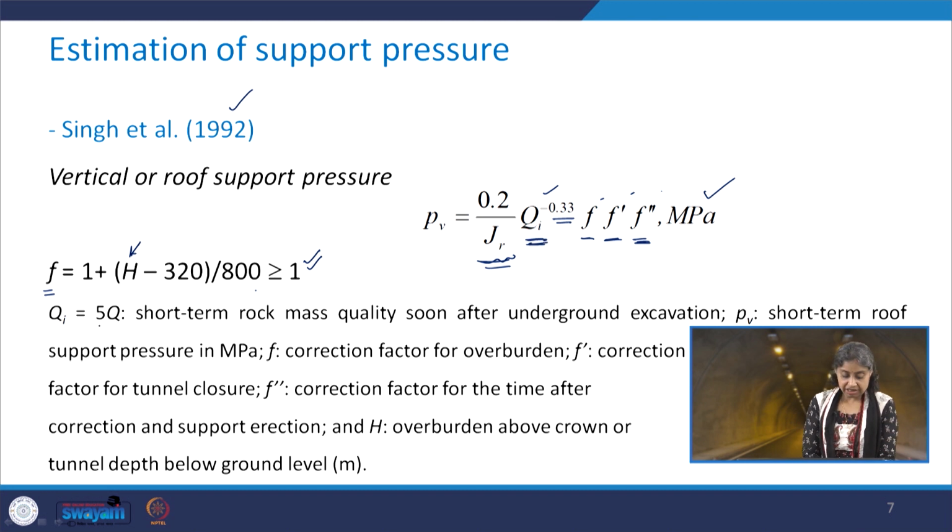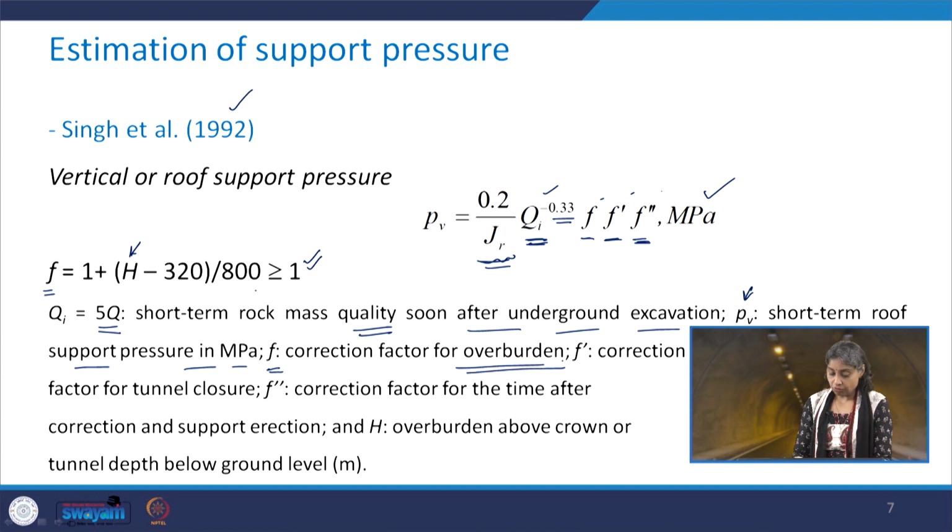Then this Qi is equal to 5 times Q. It represents the short-term rock mass quality soon after the underground excavation. PV is the short-term roof support pressure in megapascal. This F is the correction factor for the overburden, because you see that here only the overburden depth is coming into the picture. So this is called the correction factor for overburden. Then F prime is the correction factor for the tunnel closure. F double prime is the correction factor for the time after the excavation and support erection.